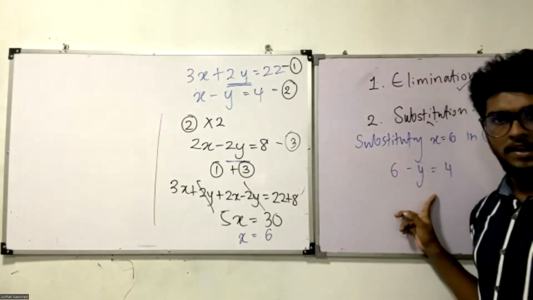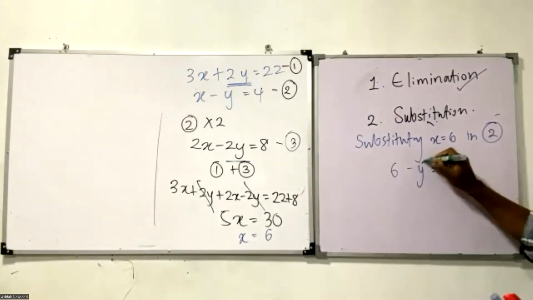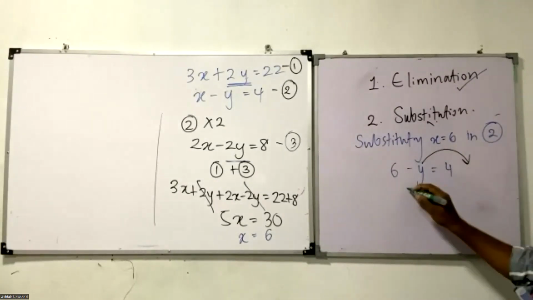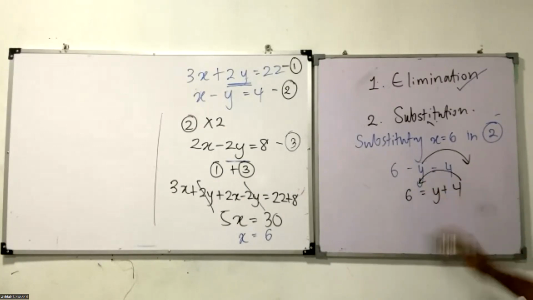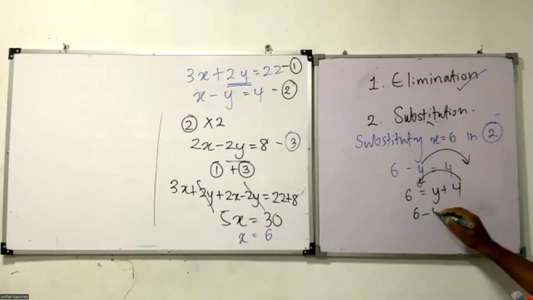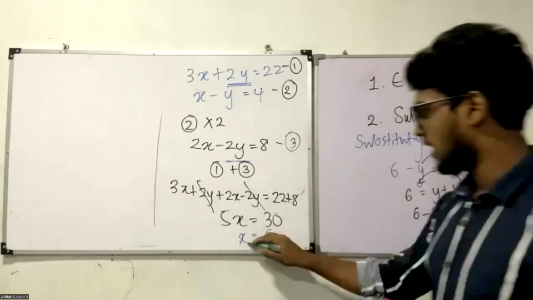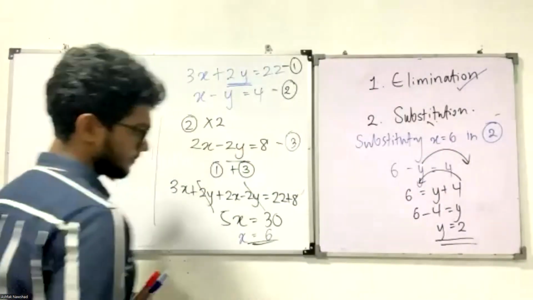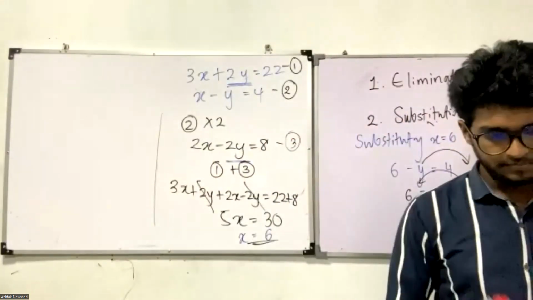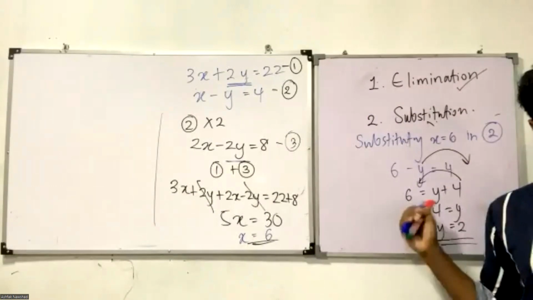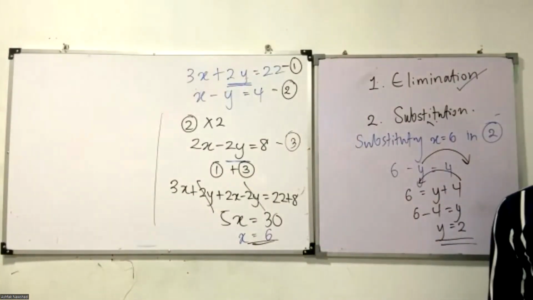Now I'm going to find the value of y. So I can make y positive by moving it to this side. 6 equals y plus 4. I'm going to take 4 to this side. 6 minus 4 is y. Y is 2. X is 6 and y is 2. Is this clear? This question is clear?